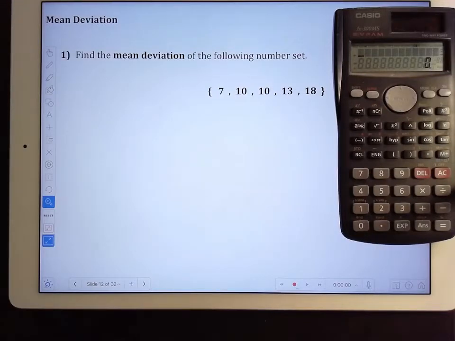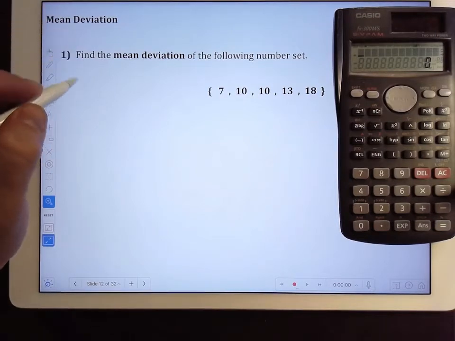Hi, so we're taking a look at mean deviation, or the mean of the deviation. Find the mean deviation of the following number set, which really is just getting the average difference of each value from the average of the distribution itself. Really very easy steps to follow, though, if that sounds complicated.